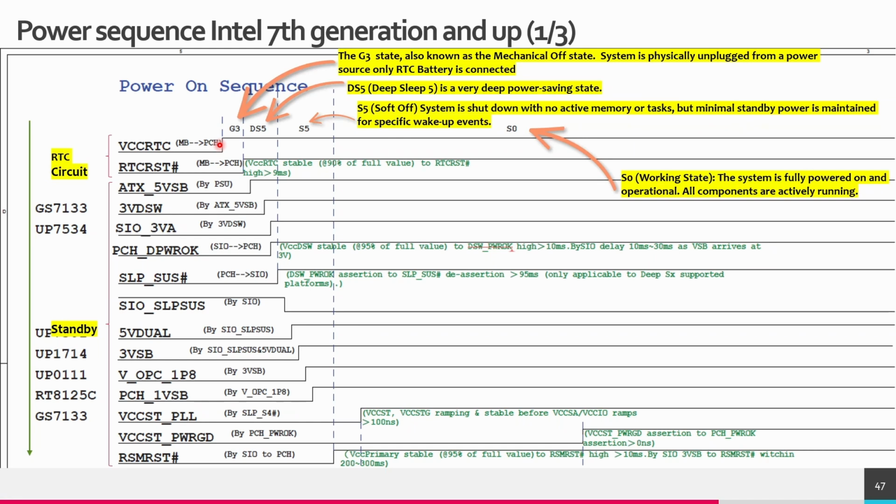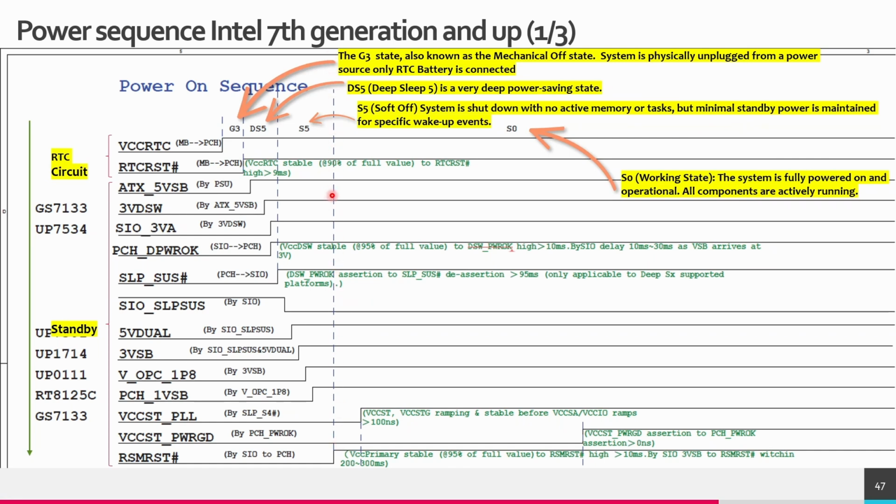The motherboard has different states. The G3 state, also known as the mechanical off state. The system is physically unplugged from the main power source. Only the RTC battery is connected, so the RTC battery will provide power to the RTC circuit. Then we have the S5 state. Every voltage rail or signal at this point has some kind of state.